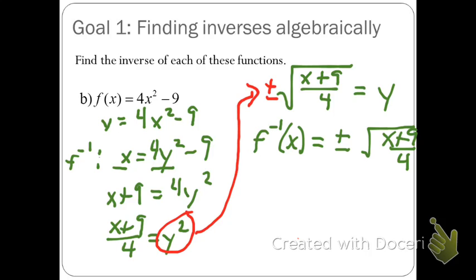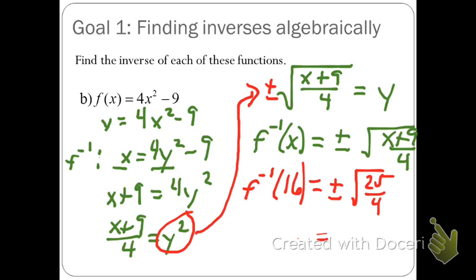Let's suppose that I wanted to find out what f inverse of, let's say, 16 is. Now, f inverse of 16 would end up giving you plus or minus the square root of 25 over 4, which gives you plus or minus 5/2.